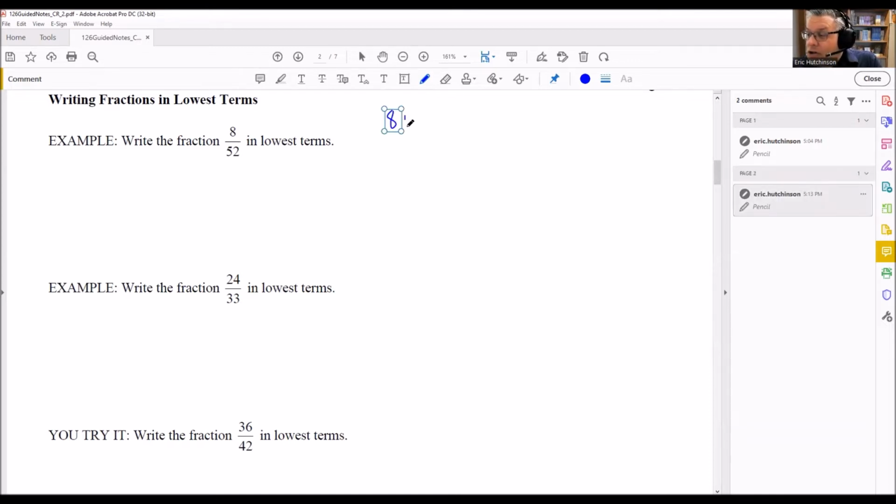For 8, I want to list the factors. The factors of 8 would be 1, 2, 4, and 8. These are all the numbers that divide evenly into 8. I also want to do the same thing with 52, numbers that divide evenly into 52. Well, 1 and 2 divide in there. A 4 divides in there also, because 4 times 13 gives you 52, and 2 times 26 gives you 52. So now we just look at the largest one that matches, and we notice that 4s match. That tells us that we can divide by 4 because that would be the highest number that divides into both of those evenly. So that's what tells us what to divide by with 8/52.